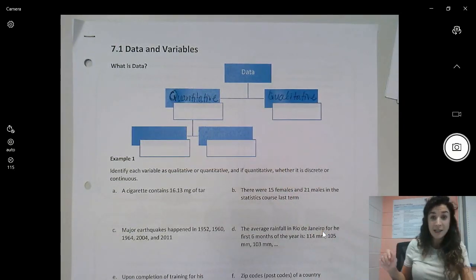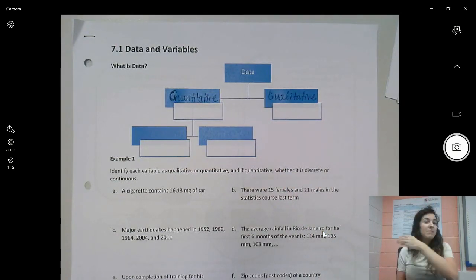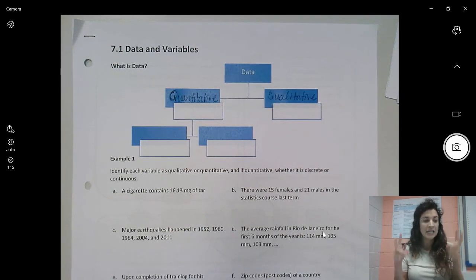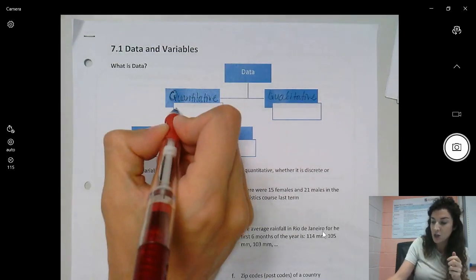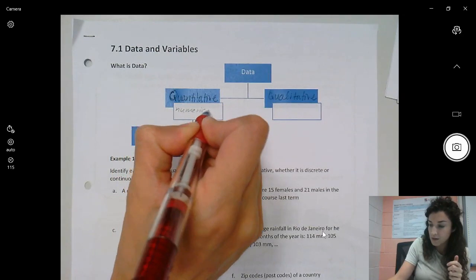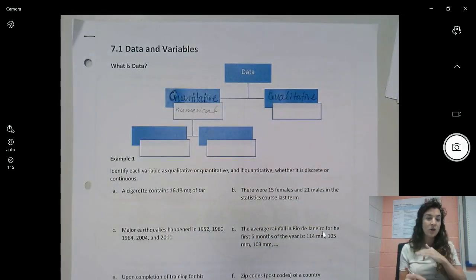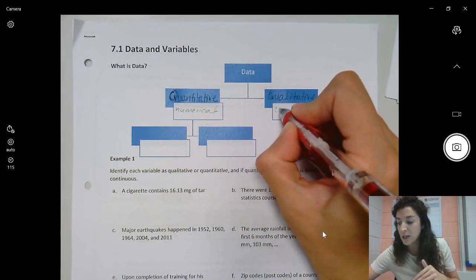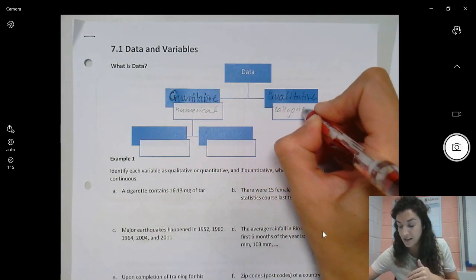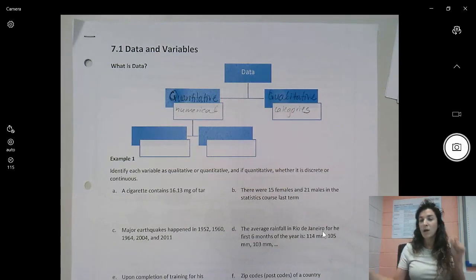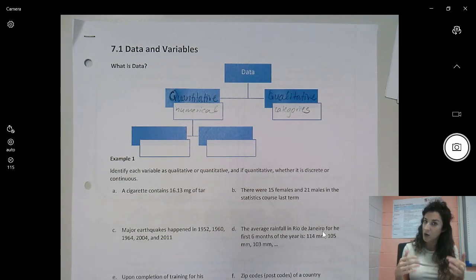Okay, so we've talked about this before. I'm sure you've talked about it before. The main idea with quantitative is that there is a number sense to it. It is numerical. So it's a numerical type of data. Qualitative is something that you can put into categories. So when you're trying to think about what is quantitative versus what is qualitative, I want you to start thinking about, can I put this into a category?